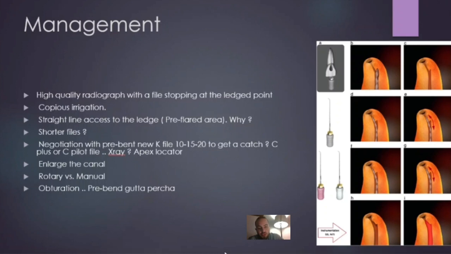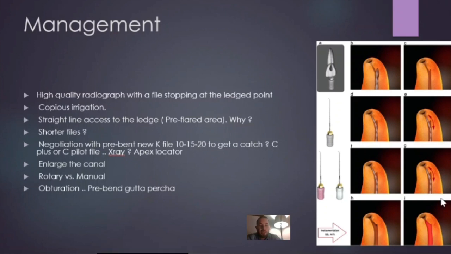Now for obturation, you may need to pre-curve the gutta percha cone and obturate the tooth in two steps. First, the apical part, downpack that part, and then backfill the ledge area. Or you can go for bioceramic sealer.